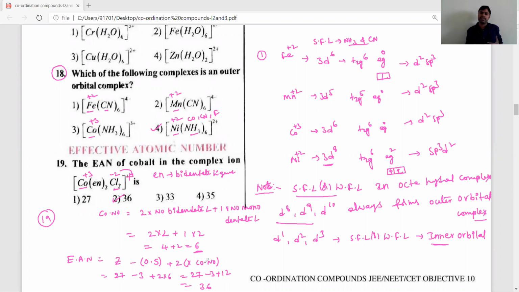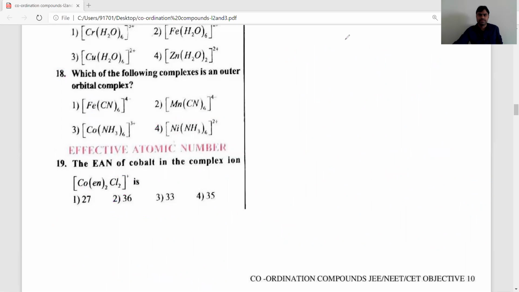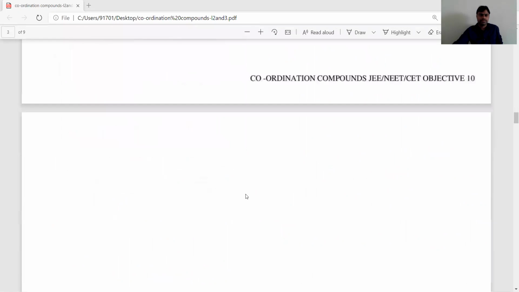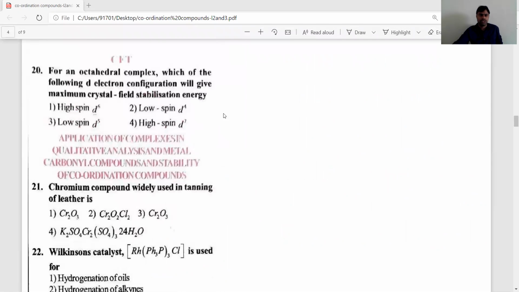If the EAN value is nearest to the noble gas atomic number or electronic configuration, then such complexes are more stable, otherwise less stable. But that theory failed. Later we discussed VBT and CFT, but EAN calculations are very, very important, and they will ask which complexes follow the EAN rule and which do not. Okay, students, 19th question over. Now the 20th question.